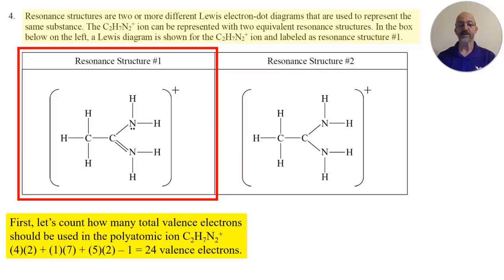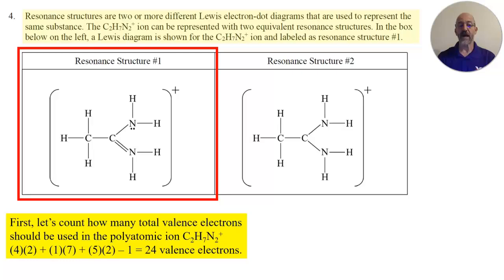Now, let's count how many total valence electrons should be used in the polyatomic ion C2H7N2+. Now, in question 3, we added 2 more electrons to our total because that polyatomic ion had a -2 charge. But in question 4, this polyatomic ion actually has a +1 charge. So instead of adding electrons to our total, we're going to remove 1 electron from our total for that +1 charge.